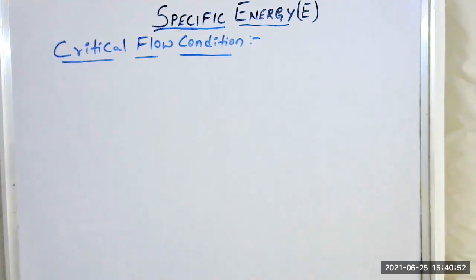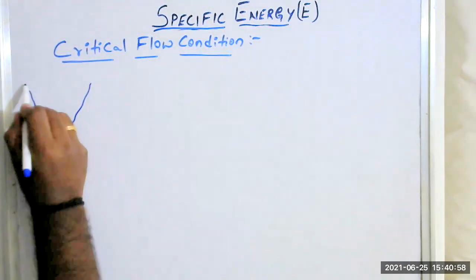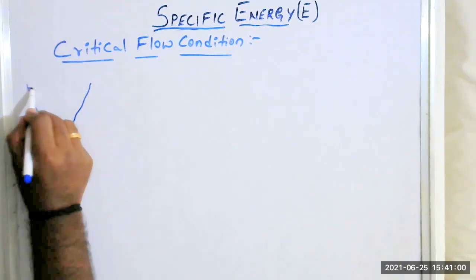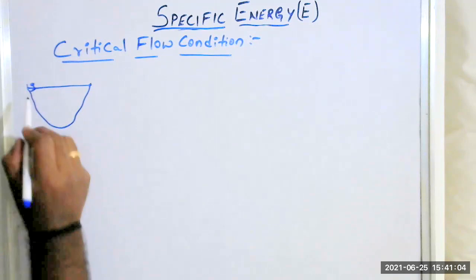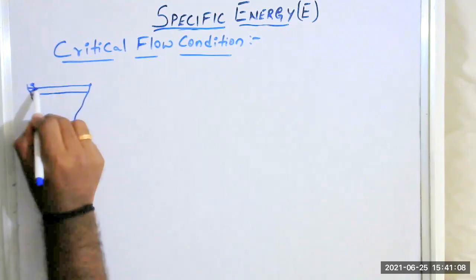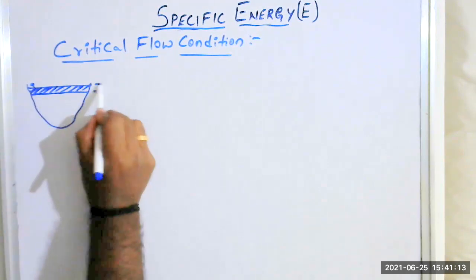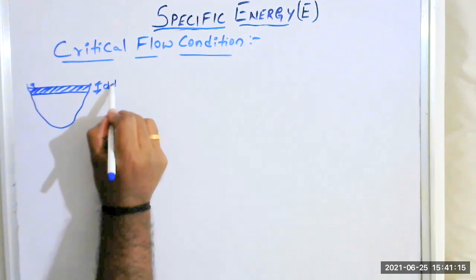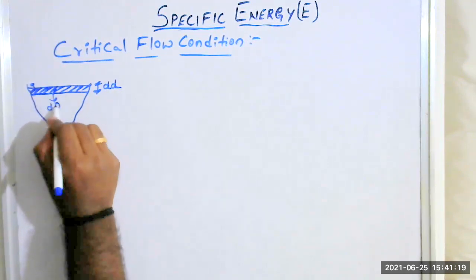Next, we'll see the critical flow condition. So let me take a channel. This is the free surface of the water. Let me take a small area at the free surface. This is the small area I'll consider at the free surface. The depth of this, I'll take as d. Then the small area, I'll take as dA.